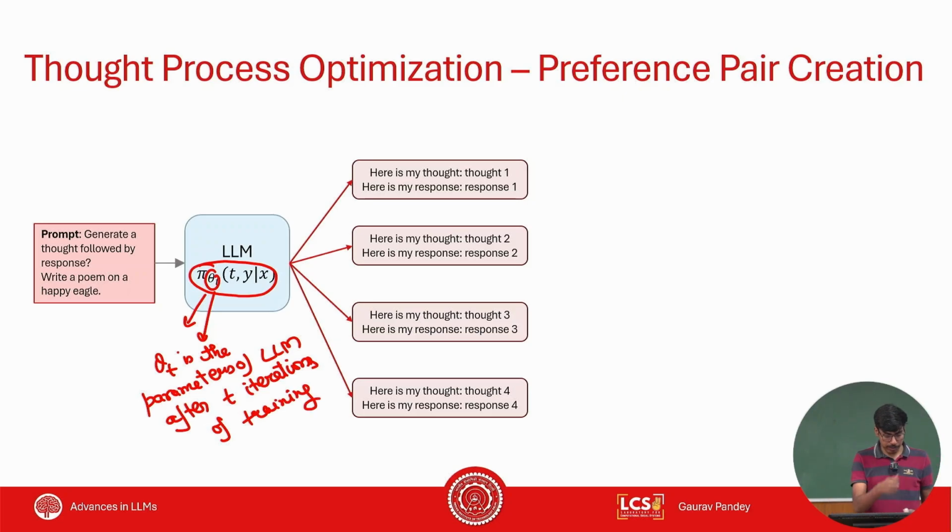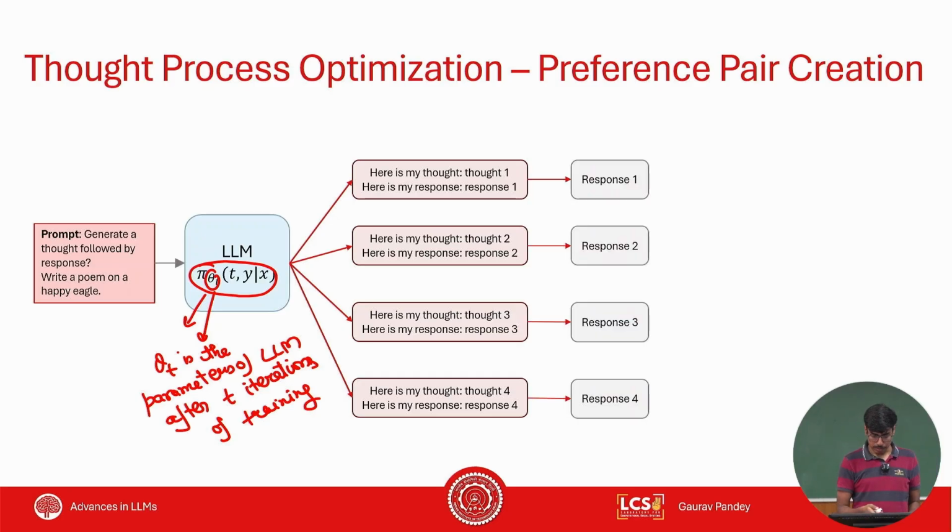So you start with pi theta 0, and let's say you sampled a bunch of thoughts. Here is my thought 1, here is my response 1. So you get a bunch of thoughts and responses. Everything is model generated here. There is no ground truth in this case. We'll use a judge model instead of a ground truth.